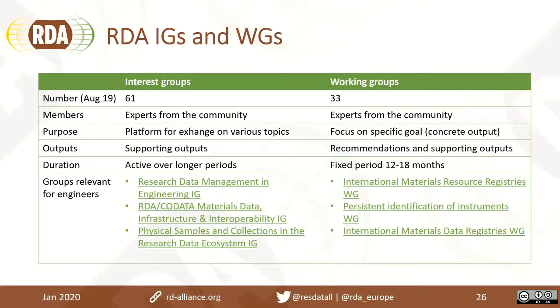Research Data Alliance has interest groups and working groups. Here I give a few examples of interest groups and working groups that are relevant for engineers. The difference between interest and working groups is that interest groups are active over longer periods, while working groups are active for a fixed period from 1 year to 1.5 years. And in that period, they need to come up with some output.